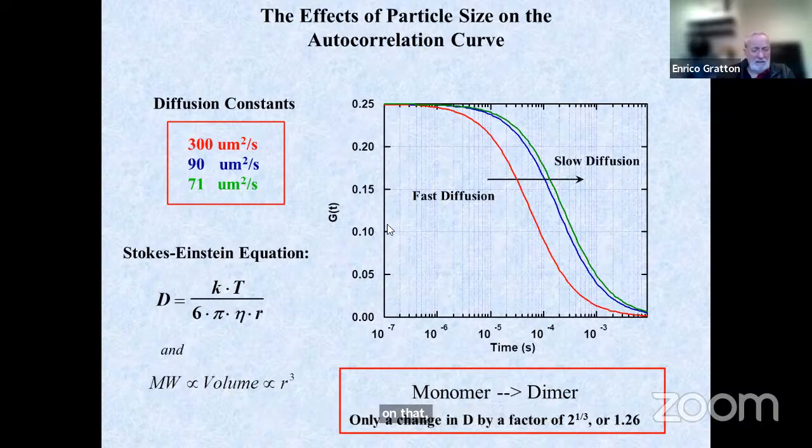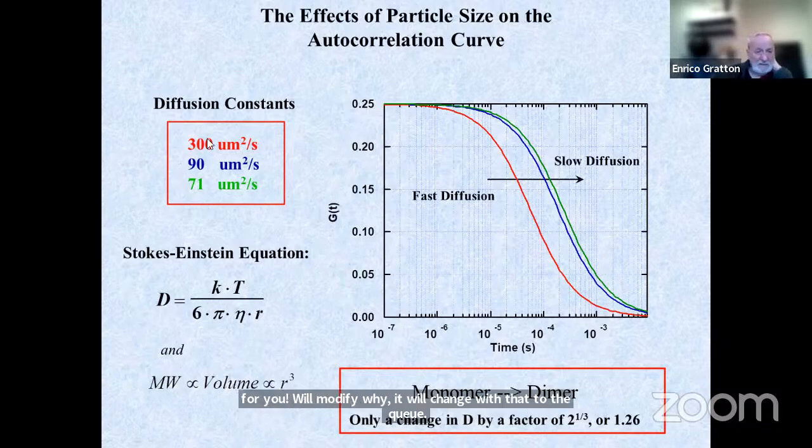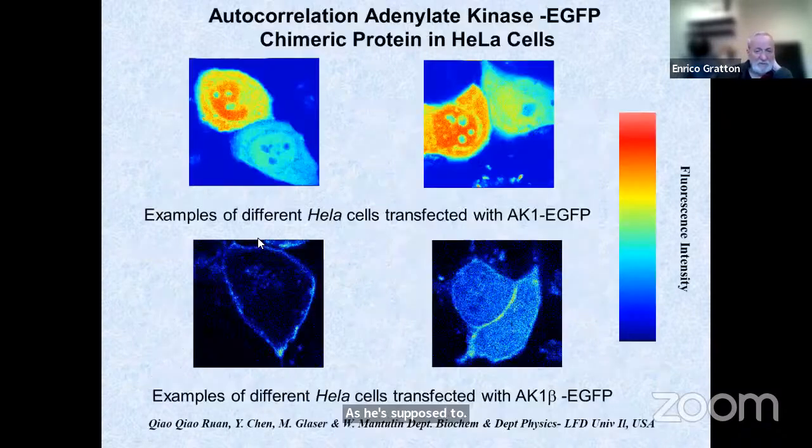According to the Stokes-Einstein equation, the diffusion constant depends on the inverse of the radius of the particle. Now, in terms of the molecular volume that we generally deal with, the molecular weight changes with r to the cube, as it is supposed to. Okay, now let us look at an experiment and how it is done.